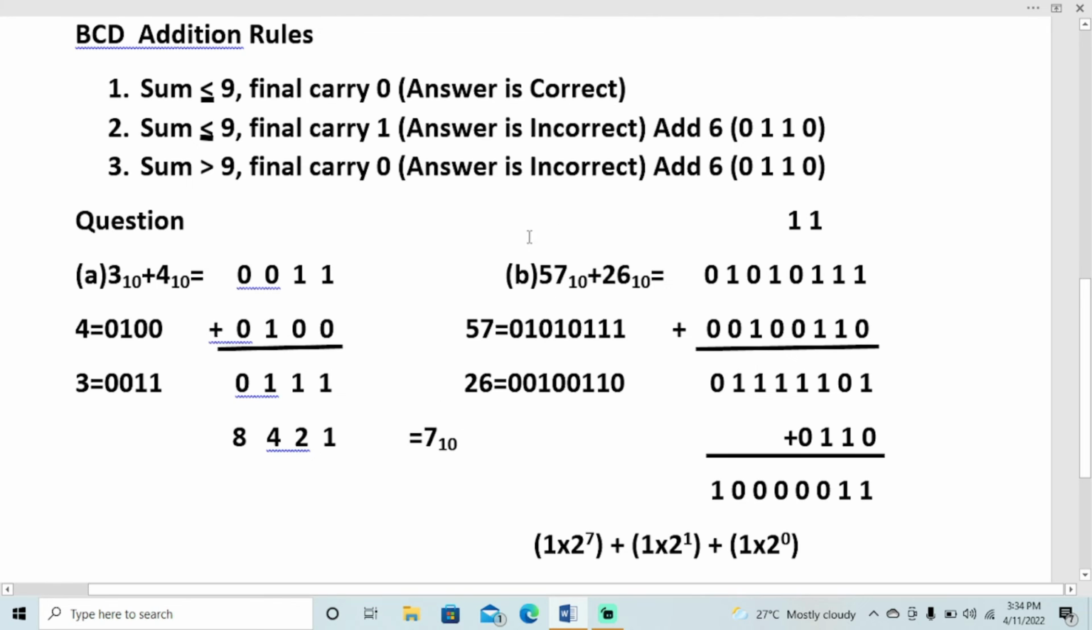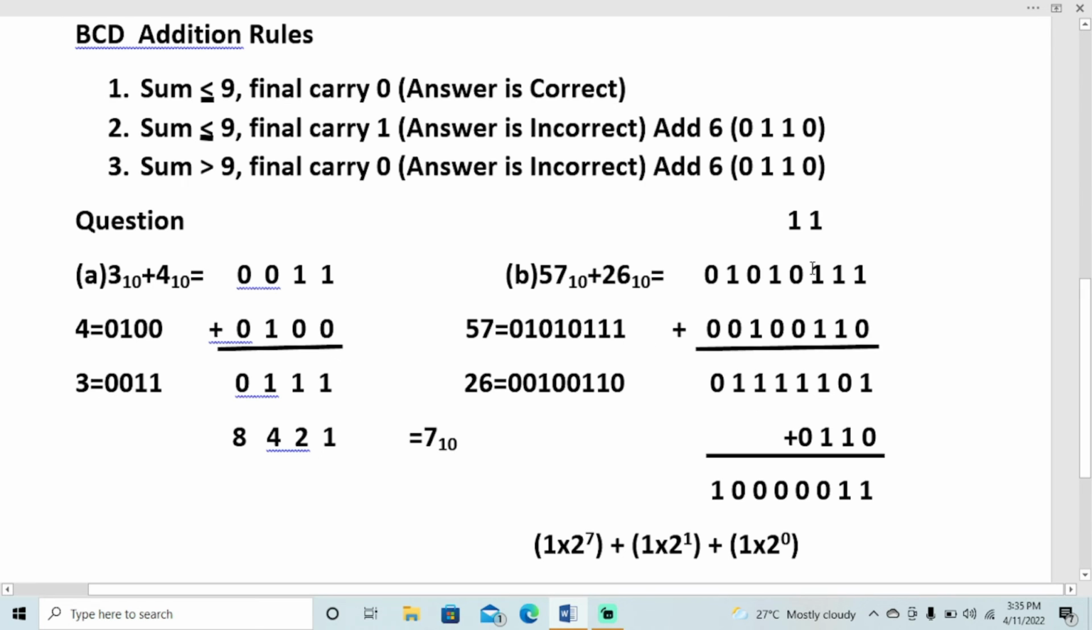So for the second question, you are being told to add 57, which is in decimal, plus 26. As I have said, you just have to acquire the BCD or binary codes for 57. Start by acquiring for 5, which will be 0, 1, 0, 1, and then for 7, which will be 0, 1, 1, 1, and for 26, 2 will be 0, 0, 1, 0, and then for 6 will be 0, 1, 1, 0. Then you just have to add them.